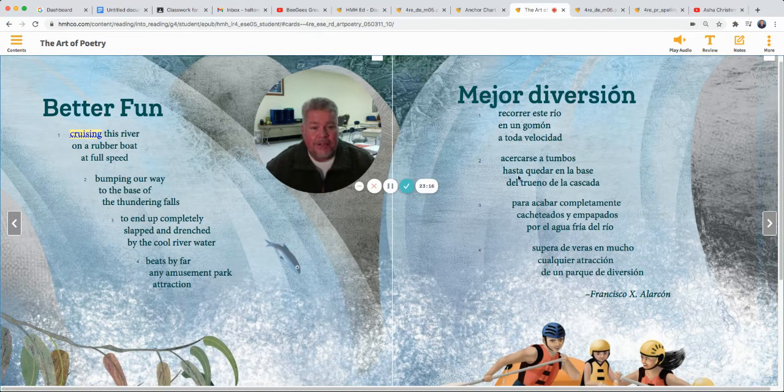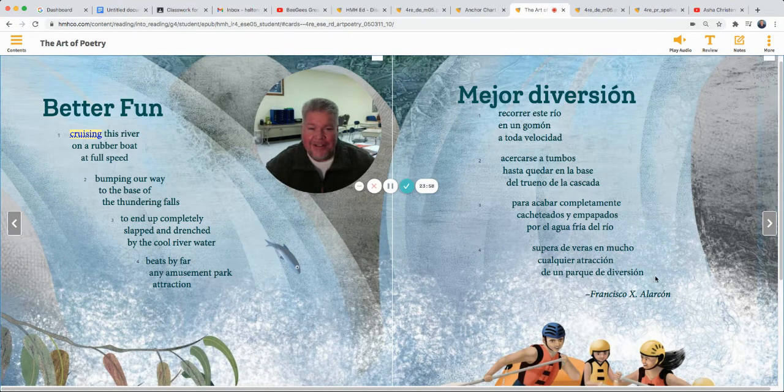Acercarse a tumbos hasta quedar en la base del treño de la cascada para acabar completamente cacheteados y empapados por el agua fría del río. Agua is water. I bet you know that. Rio is river. What is it? Cool, fría means you're cold. Cool river from the water. Cool water from the river. Supera de veras en mucho cualquier atracción de un parque de diversión.